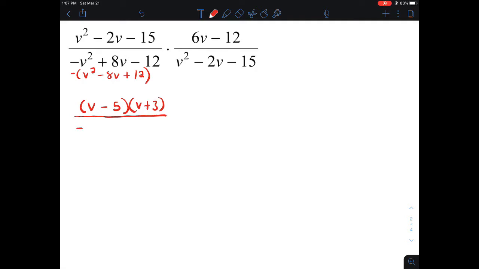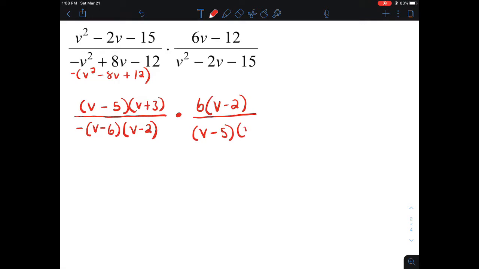I would have negative, let's see, multiply to make 12 and be negative 8, so that'd be v minus 6 times v minus 2. So I did the fraction on the left, and now I want to factor the fraction on the right, so that I can pull out a 6 in the numerator. So it'd be 6 times v minus 2 divided by, well, that would make v minus 5 times v plus 3.